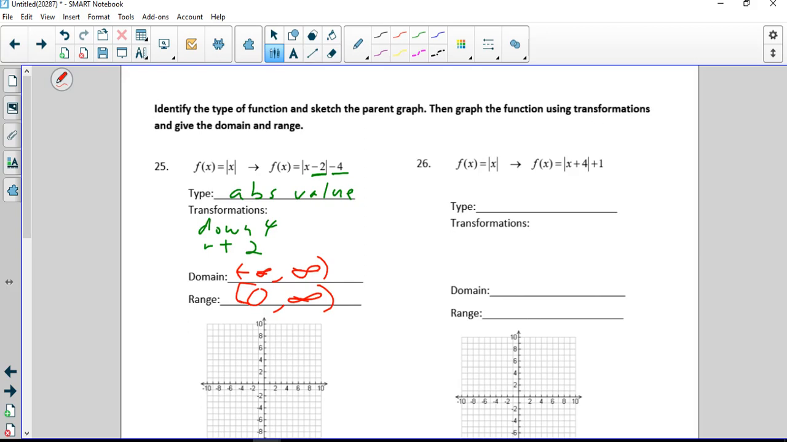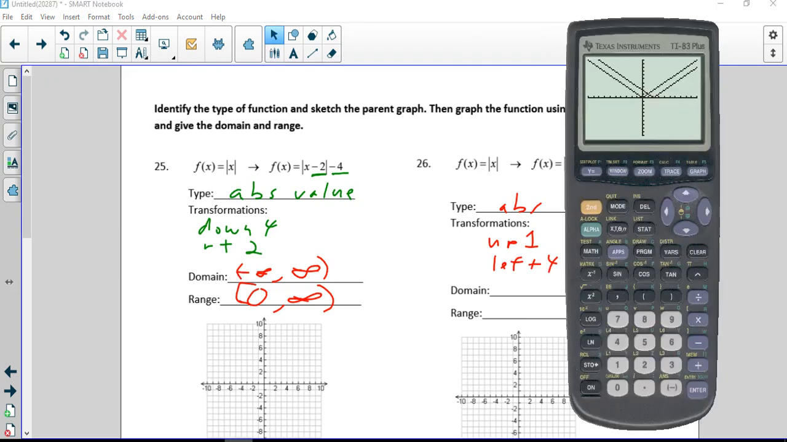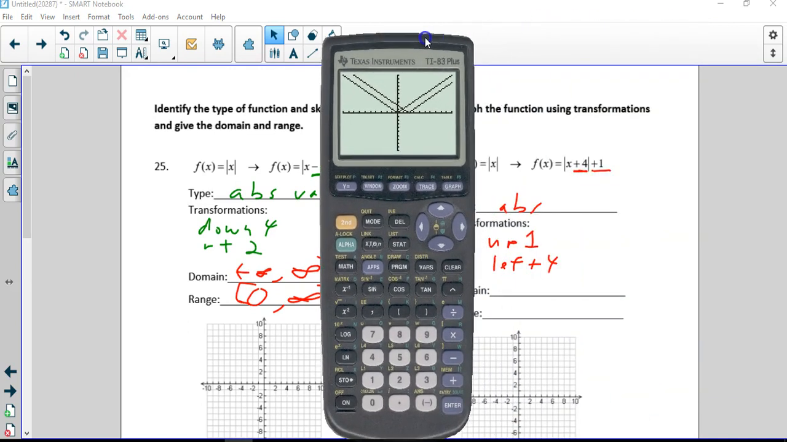Now this one, again, we have an absolute value function. And now this plus 1 is going to move it up 1. And this plus 4 is the opposite. It's going to move it left 4. We could go back into our calculator and do the same thing.